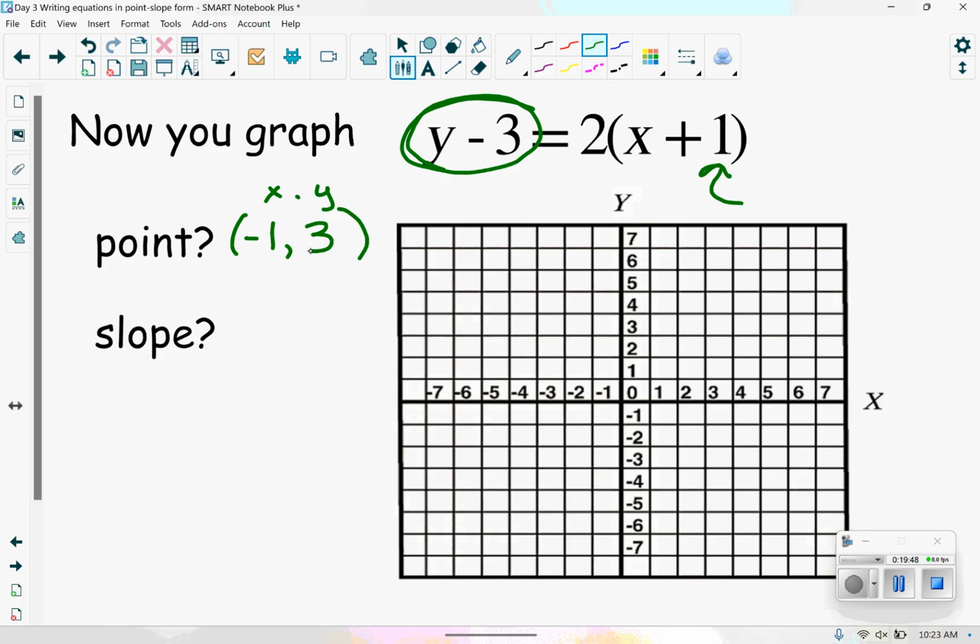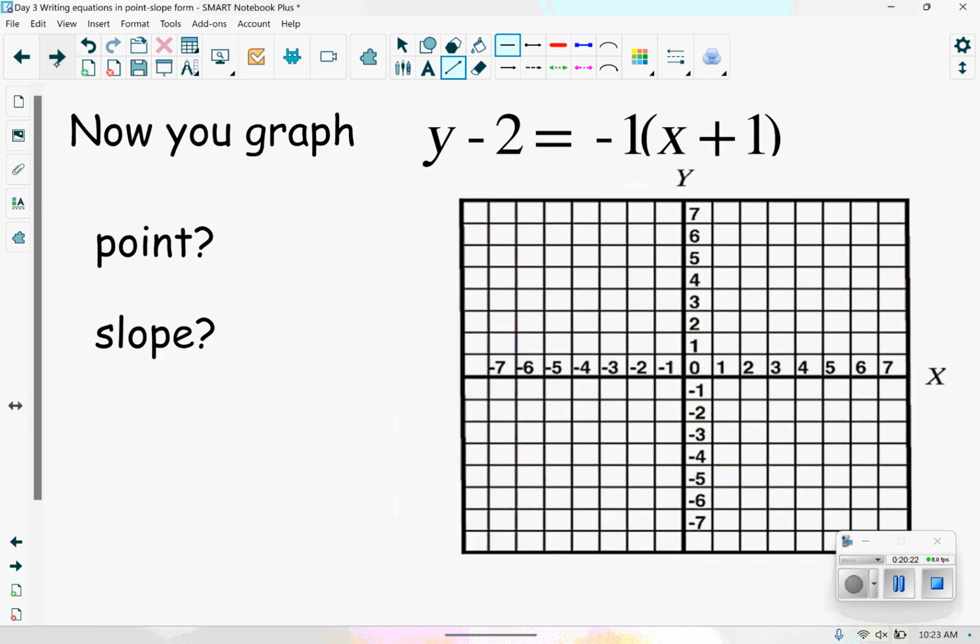So that's the point. And then, of course, the slope is right here. It's your m. So I'm ready to go. I just go to that point, -1, 3, and I'll rise over run. Up 1, over 2, up 1, over 2. There's my line. If it's not in a line, I've done something wrong. So there we've got the line. It extends forever and ever. Amen.